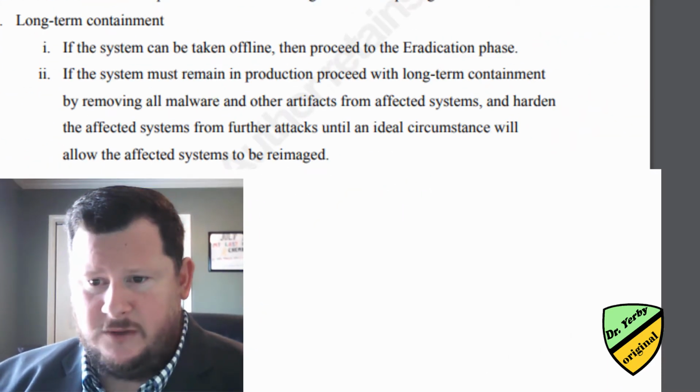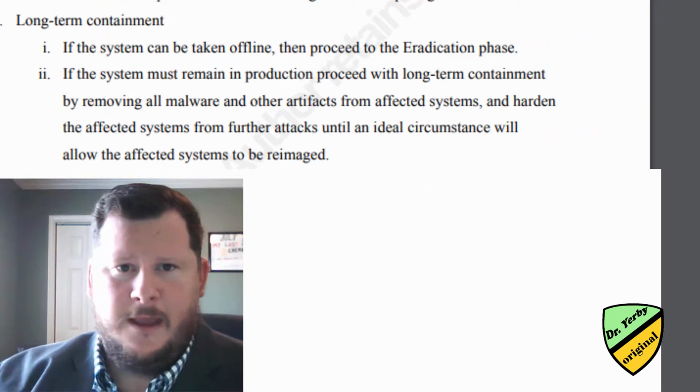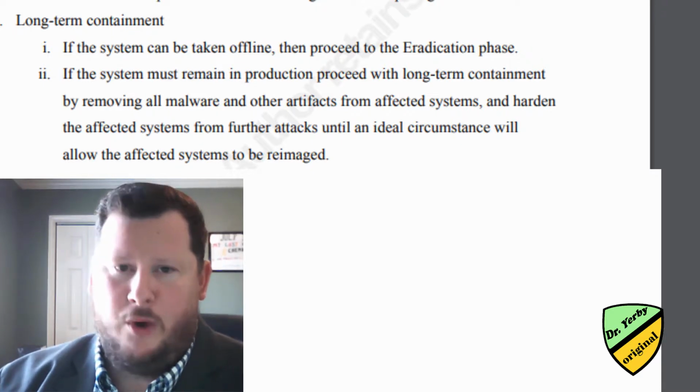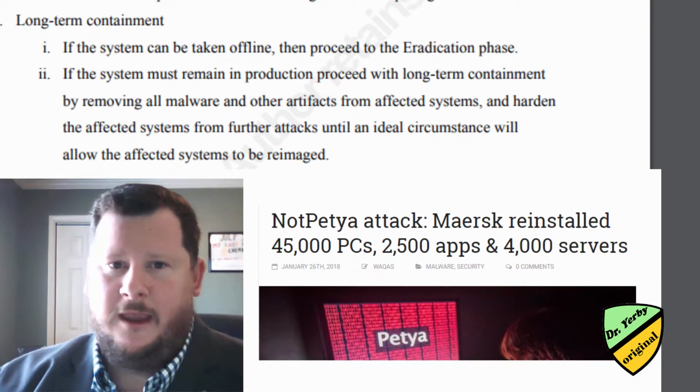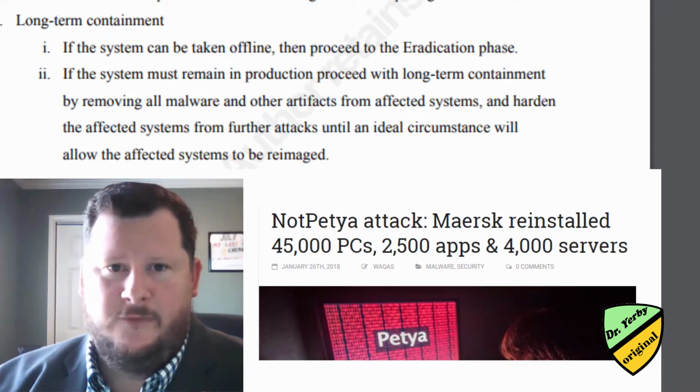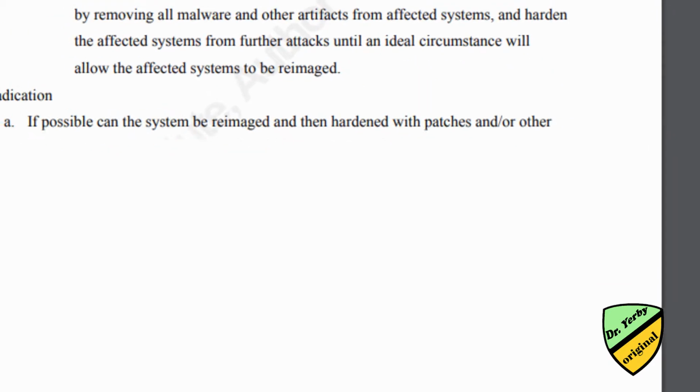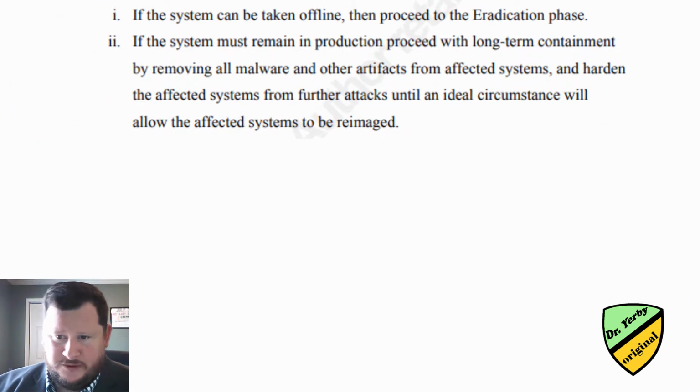Long-term containment, so if a system can be taken offline, then we can start the eradication phase. So with the Maersk example that I mentioned a moment ago, their eradication phase included going to all of the local electronic stores and buying brand new computer systems and just installing the few applications to try to rebuild the entire corporate network. Not ideal. If the system must remain in production, proceed with the long-term containment by removing all malware and artifacts of the affected systems, harden the systems, and look for further attacks until the ideal circumstance will be allowed.